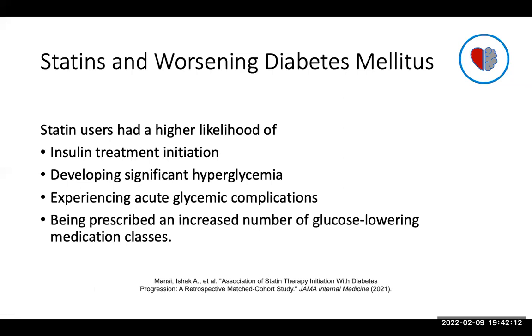Again, I'm not going to go over this slide in the interest of time, because this is something very important. This is a fairly new paper, which came out in JAMA. Statins and worsening diabetes mellitus. So what did they find? They found that insulin treatment initiation was faster. There was significant hyperglycemia after starting a statin. So you can see that diabetes essentially got worsened.